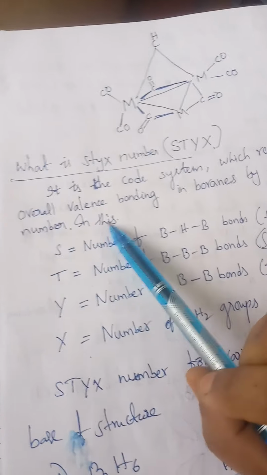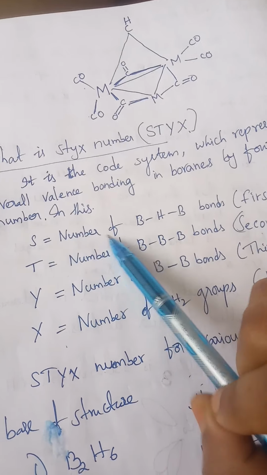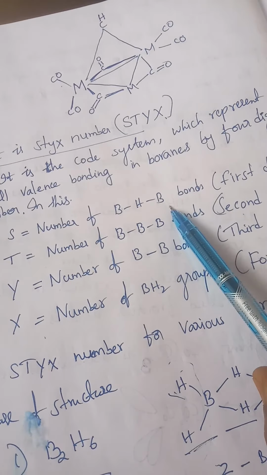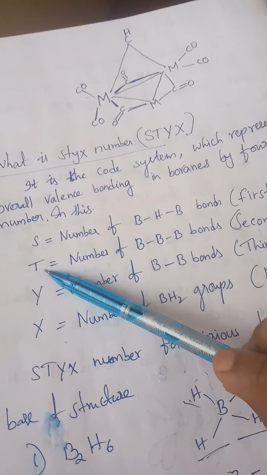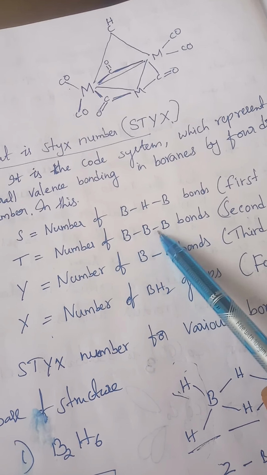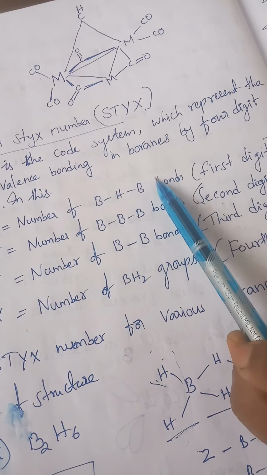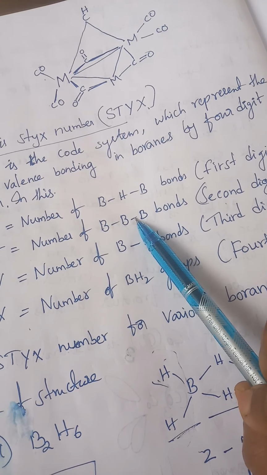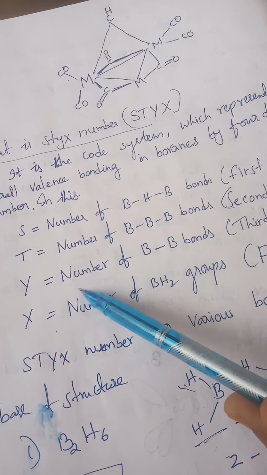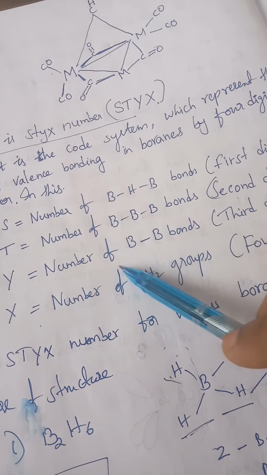In this, S indicates the number of BHB bonds. We already know the banana bonds. T indicates the number of BBB bonds. Again, this is also a 3 center 2 electron bond. And Y is the number of BB bonds. These are 2 center 2 electron bonds.